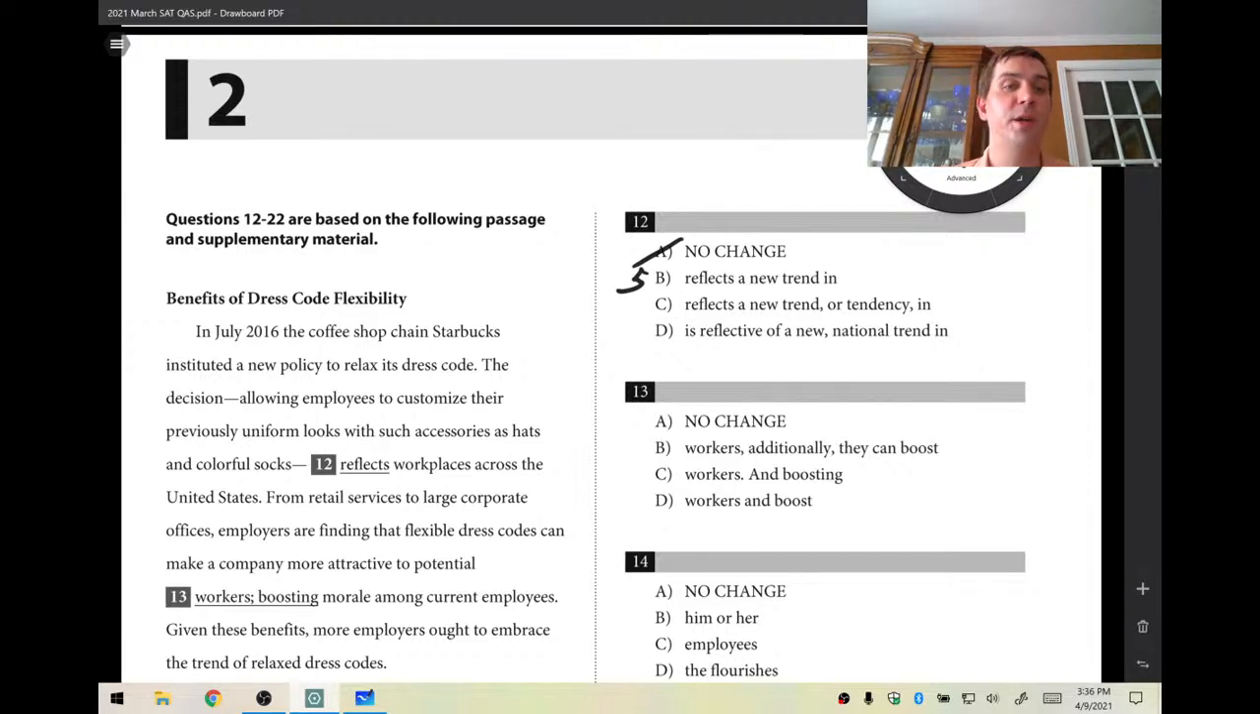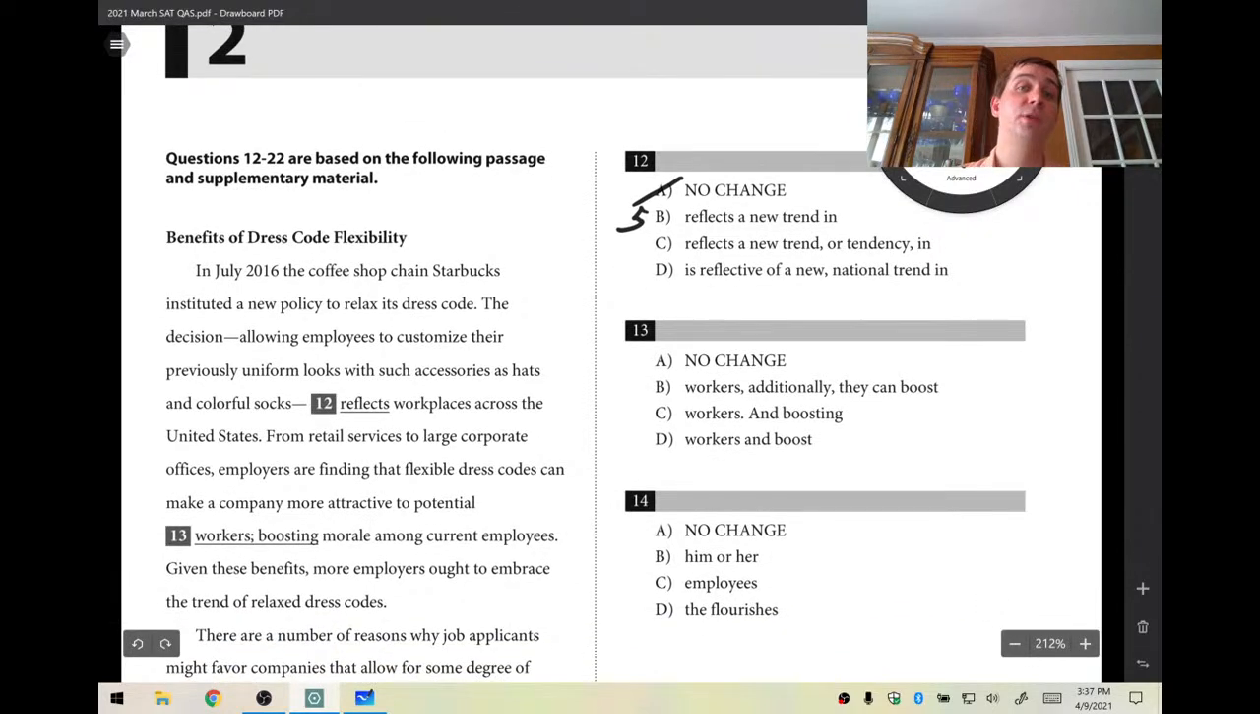But in this case, it would just make no sense because you're not reflecting the workplace itself. You're reflecting a trend in the workplace. So it would just be an illogical comparison if you chose A. Even though it's the one-word answer, it is succinct, it just makes no logical sense. So it has to make sense. I like to pick concise answer choices when they make logical sense. And in this case, A is out. Even though it was short, it just made no sense.